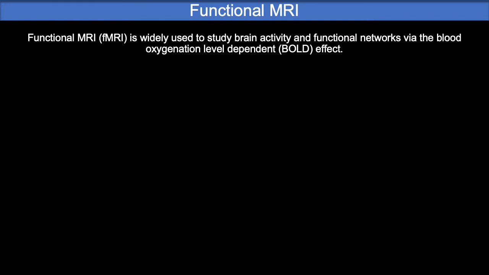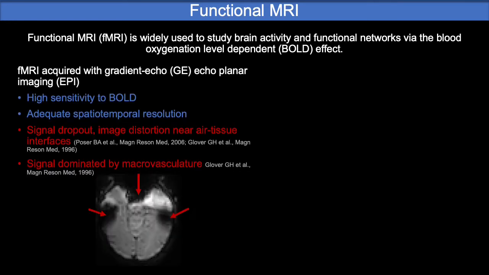Blood oxygen level dependent, or BOLD, functional MRI is widely used to study both task-induced functional activation and resting state functional connectivity. Acquiring fMRI with gradient echo EPI presents several challenges, including signal dropout and image distortion near air tissue interfaces, namely the inferior frontal and temporal lobes. Additionally, while gradient echo fMRI is sensitive to the BOLD contrast, it is also dominated by large vessel effects, despite the contrast-associated metabolic exchange taking place in the microvascular capillary beds.